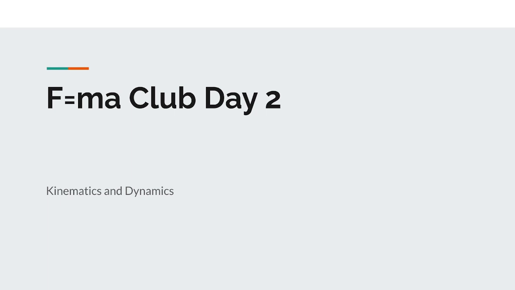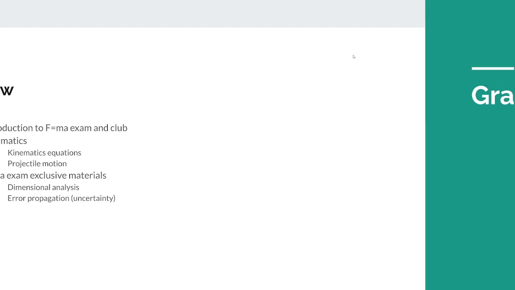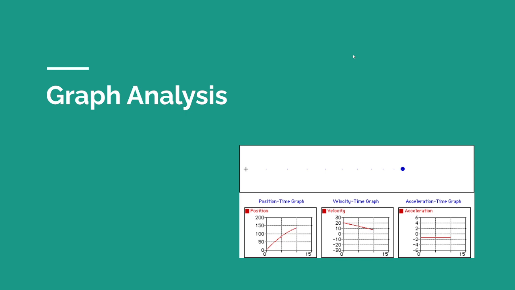But yeah, so today we're going to be talking about dynamics and kinematics. Just a little bit of review of last time. Last time I introduced the exam at the club. We talked a little bit about kinematics with the kinematic equations and projectile motion. We also talked about some exclusive equations, so the height, range, and time. We talked about dimensional analysis, some error propagation, and some little tips and tricks. So that's about it. Today we're first going to be talking about graph analysis, right?